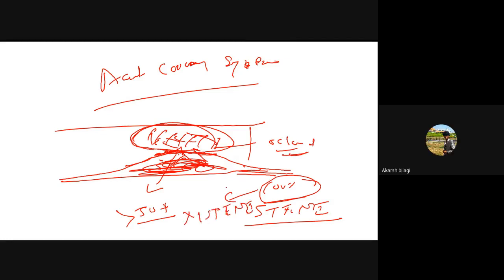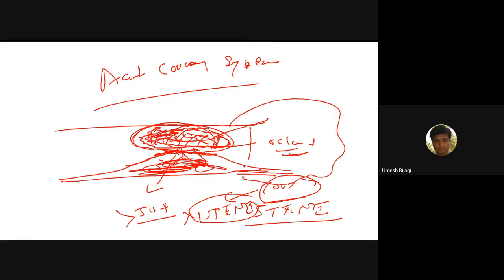In NSTEMI there may not be thrombus, but usually STEMI means there is a thrombus. Now you can understand the acute event has happened because of thrombus. So what is our goal? We should remove this thrombus for the acute event, at least. Otherwise the tissue which is supplied by this blood vessel will die, get infarcted.